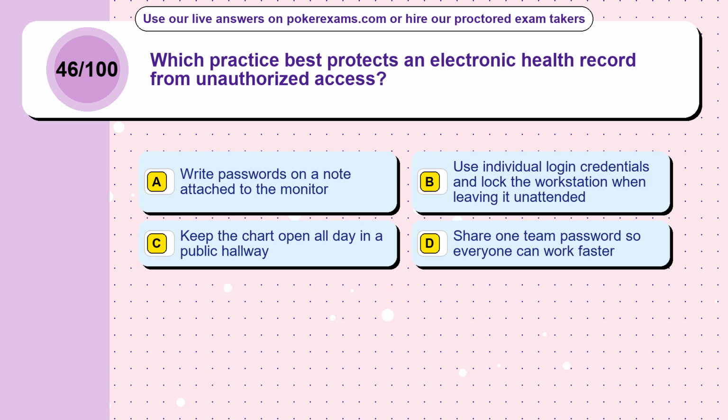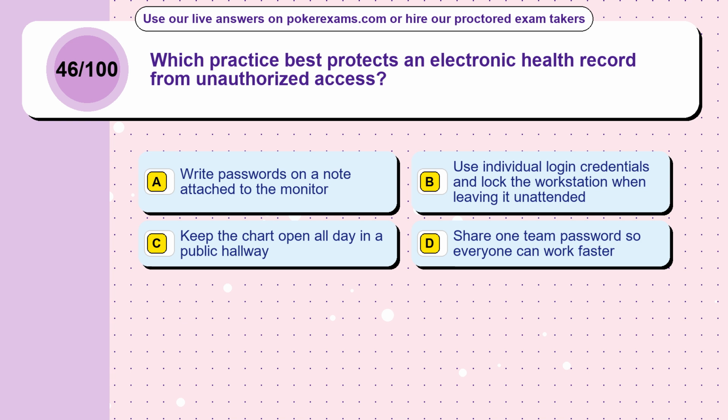Question 46. Which practice best protects an electronic health record from unauthorized access? Option A. Write passwords on a note attached to the monitor. Option B. Use individual login credentials and lock the workstation when leaving it unattended. Option C. Keep the chart open all day in a public hallway.